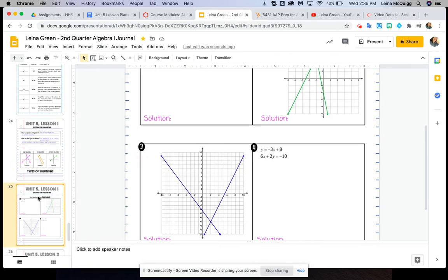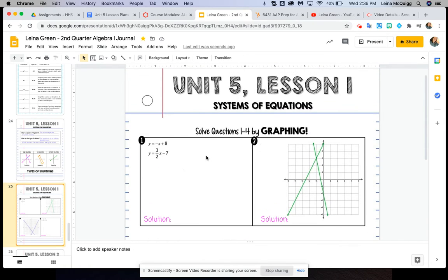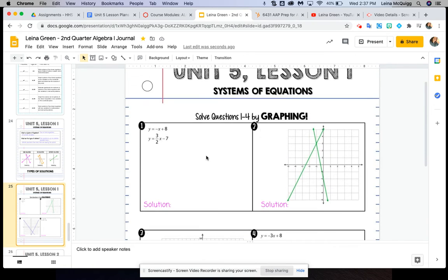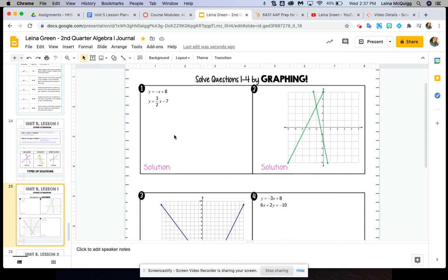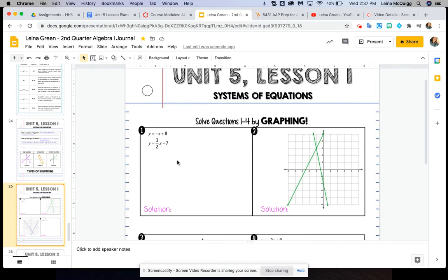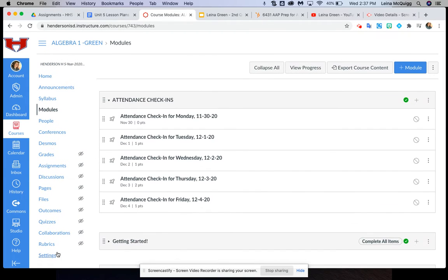Okay, so let's go ahead and look at slide 25. We want to solve by graphing. On number 1 here, we have two equations that are already in the form y equals mx plus b. So what I want to do is go to Desmos. I'm going to come over here and click on the Desmos link.